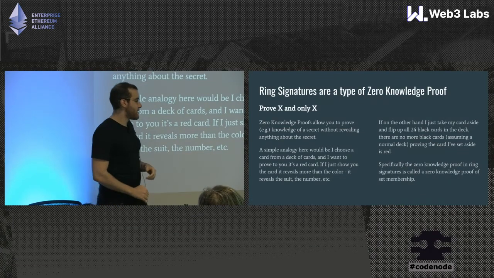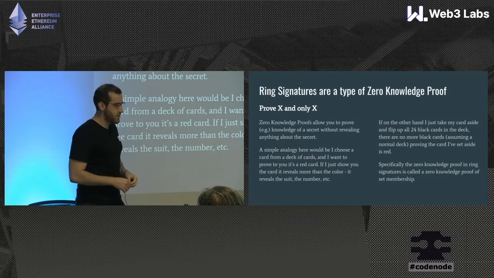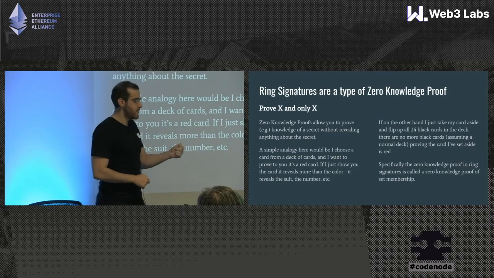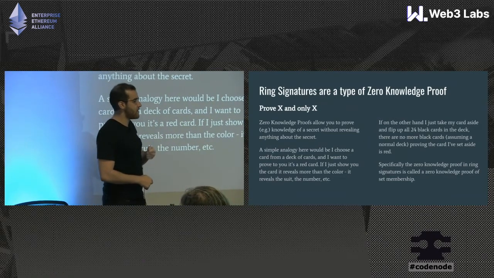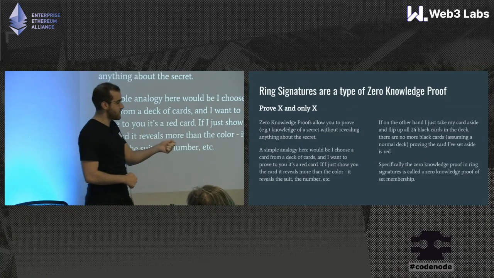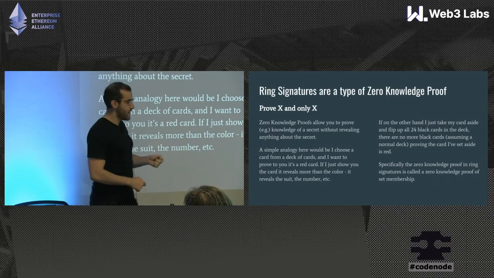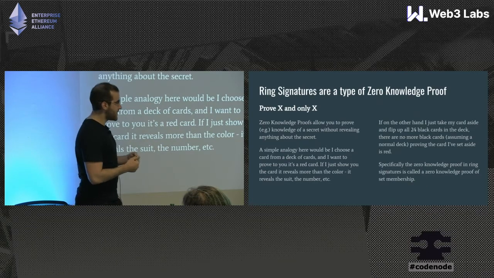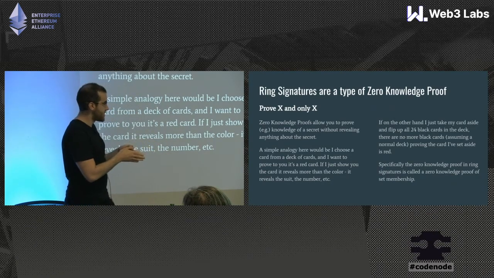Then this specifically, zero knowledge proofs in ring signatures, is called zero knowledge proof of set membership. Again, just like in the card example, I only reveal to you one property out of the set of properties, meaning I only reveal that I have the red color of the card that I have, without revealing anything else. In ring signatures, I merely prove that I have a private key in the set of keys without proving to you which one specifically it is, right?